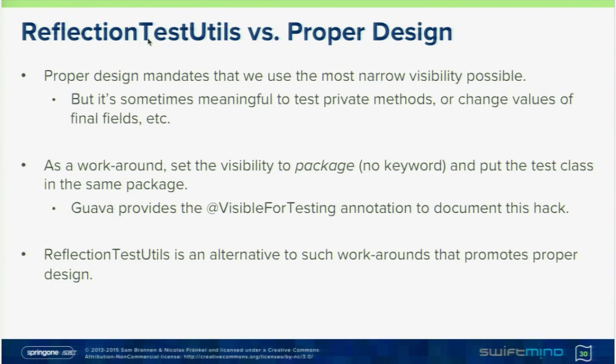The first solution is to widen the visibility. And in fact, Guava acknowledges that, and it provides you with the @VisibleForTesting annotation, so that you say, okay, it should be private, but probably I make it package protected so I can access it in my test package. The other way is to use reflection, and then you will be very happy to have the reflection test utils, because if you use reflection by hand, you have to take care of all the exceptions and stuff like that.